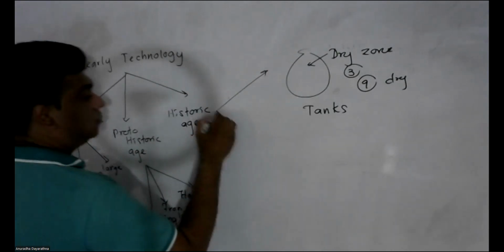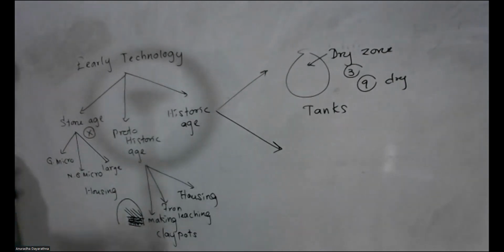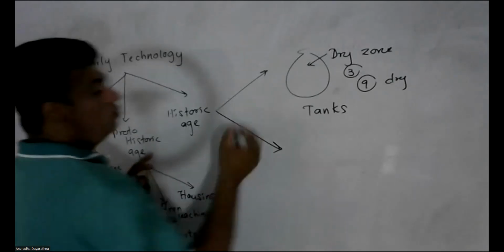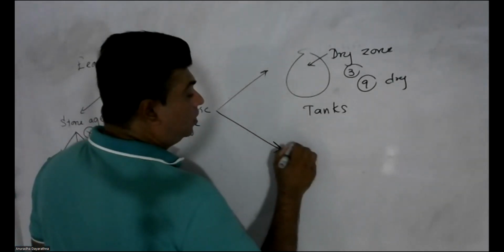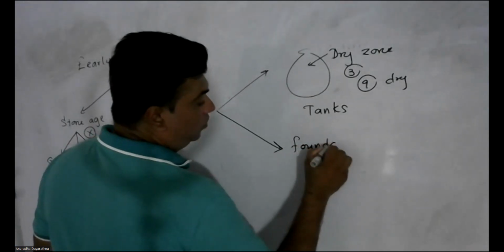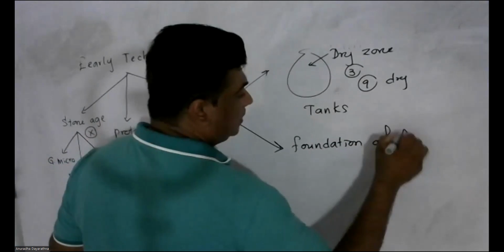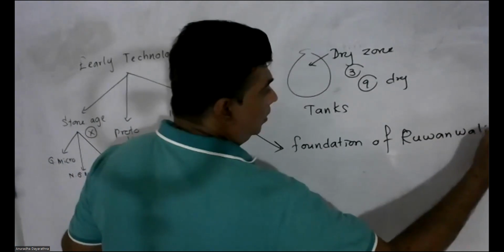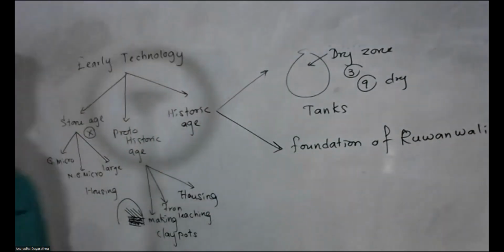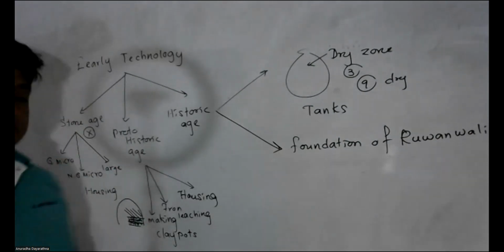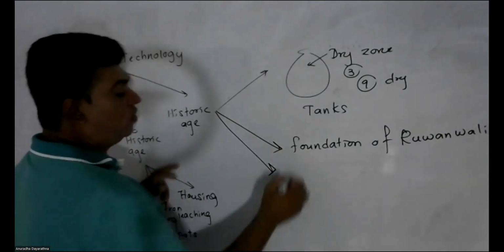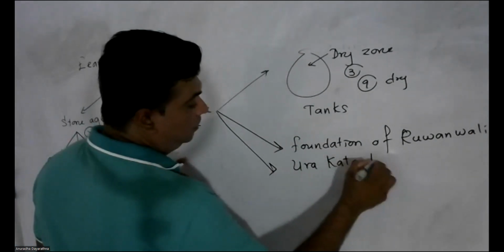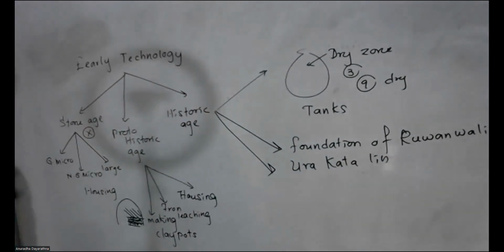Other than this, what are the other technologies that you have to study for the exam? Some technologies can come on and off. What are these technologies? One is the technology of foundation of Ruwanwelisaya. If you want, you can keep this down on a piece of paper. I have uploaded a queue so that we will do it later on. The technology of foundation of Ruwanwelisaya, and the technology of purification of water, that is known as Ura Kathalin. So the technology in Ura Kathalin, purification of water.